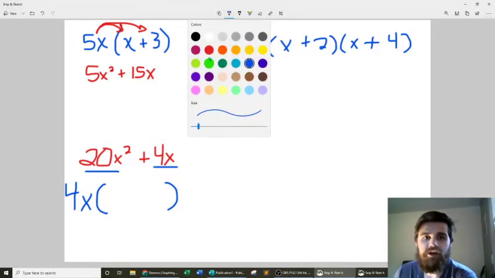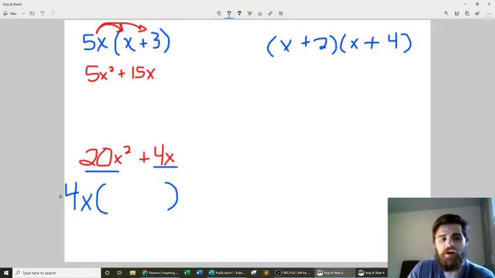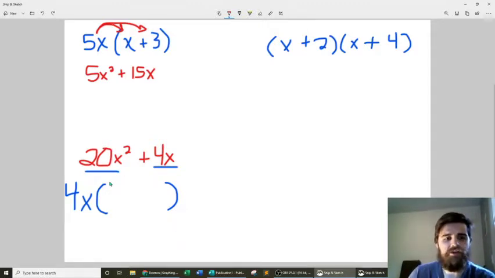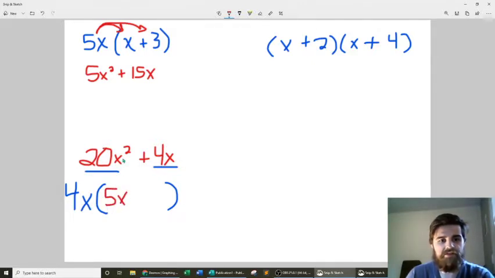So now what we've got to do is figure out what's left over if we undistribute, right? We're taking this 4x out of both terms. So if we're dividing this out or undistributing it, what's left over? So 4x times what would get us back to 20x squared? Well, 4 times 5 would be 20, and x times x would get us back to x squared. So 4x times 5x gets us back to here. Now I have to figure out 4x times what would get us back to 4x. Well, we just need to multiply times 1. 4x times 1 gets us back to 4x.